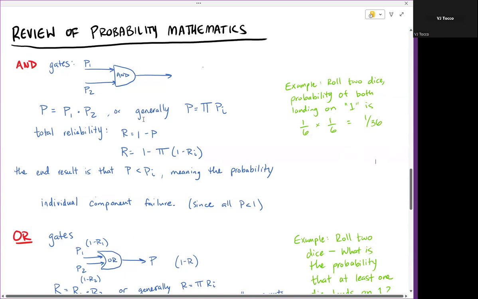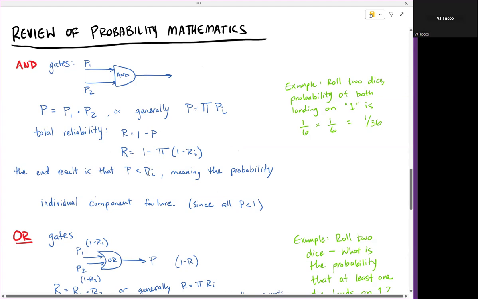So I can also say that the reliability is equal to 1 minus P, and I just set up above that P is equal to pi of P sub i. So again, plugging in the expressions for that and rearranging can get me this expression for the reliability. The important thing to take away from an AND gate is the probability of a system failure for things that are connected with an AND gate is always going to be less than the probability of any one given event.